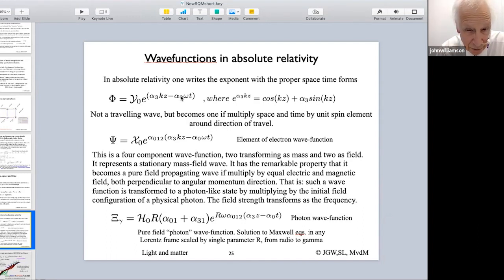It has the remarkable property that it becomes a pure field propagating wave if you multiply by equal electric and magnetic fields. So if you take that object and then you stick something in front of it, which is an electromagnetic field, either multiply it, either add it or subtract it, if you like, to the equation, then it turns into a photon-like state. My goodness gracious me. That is, this wave is that thing which can emit and absorb electromagnetic radiation.